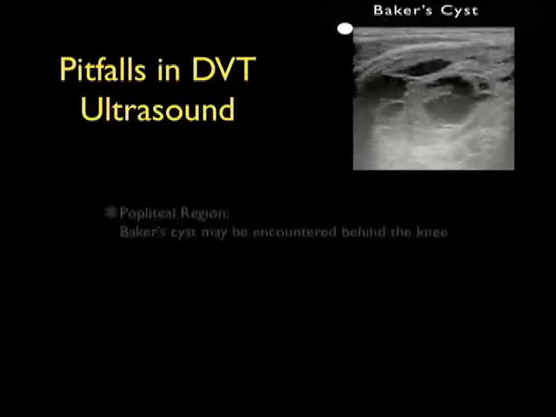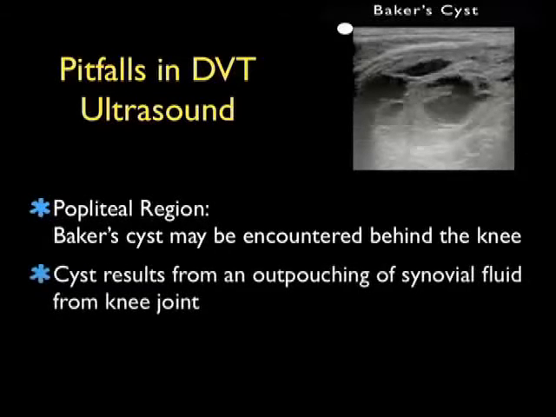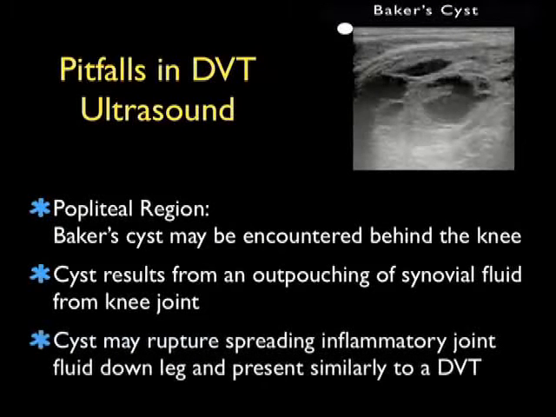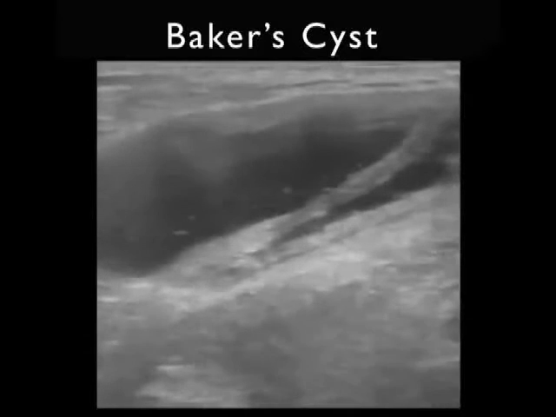As we progress down the leg, we can encounter another potential pitfall within the realm of DVT ultrasound, and that is the alternative finding of a Baker's cyst. A Baker's cyst can be encountered just behind the knee within the popliteal region. This cyst can result from an outpouching of synovial fluid from the knee joint, usually in patients with advanced arthritis. Unfortunately, the Baker's cyst can rupture, spreading inflammatory joint fluid down the leg and can present very similarly to a DVT. This video clip demonstrates the typical appearance of an unruptured Baker's cyst.